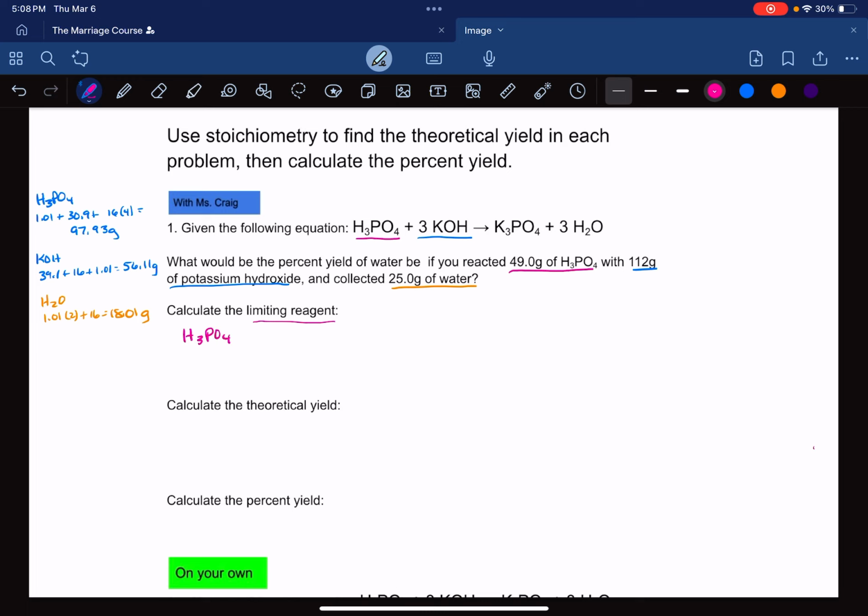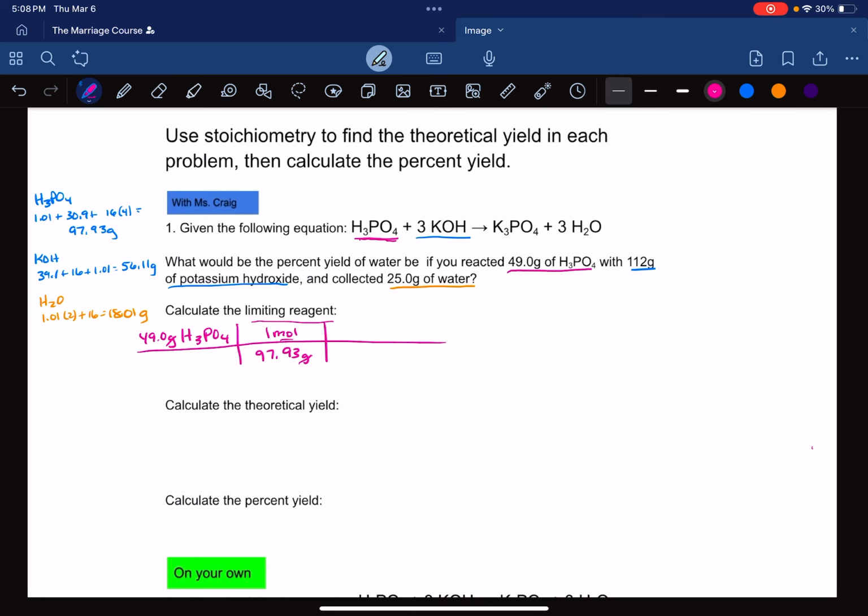And we've got 49 grams of the H3PO4. So first we're going to cancel out the grams. So I'm going to put the molar mass, 97.93 grams per 1 mole. And now that cancels out grams, and we're at moles of phosphoric acid. So now I want to cancel out my phosphoric acid and convert that to water.